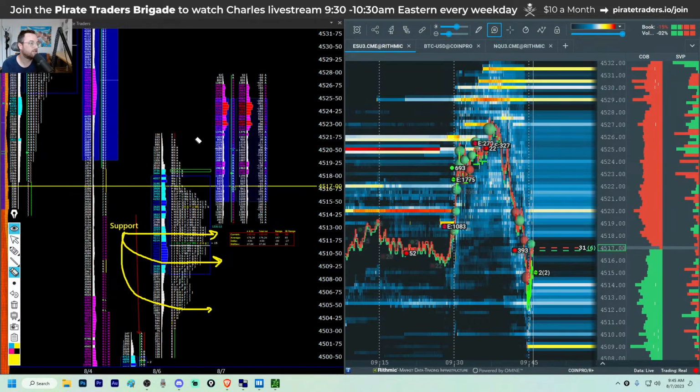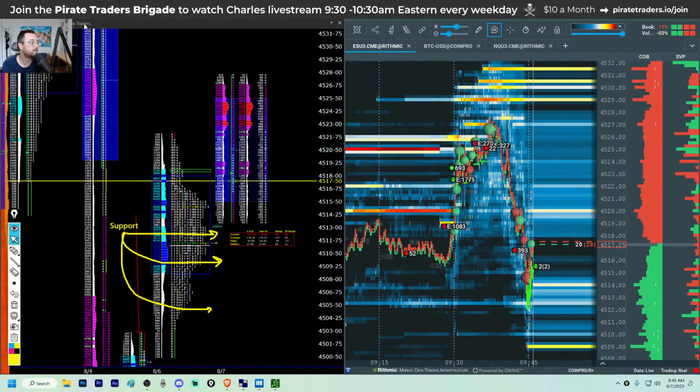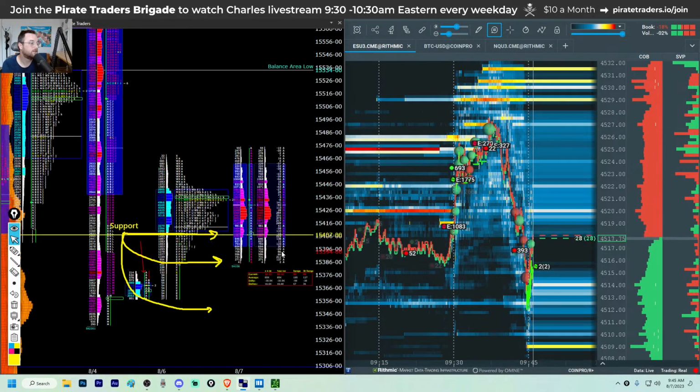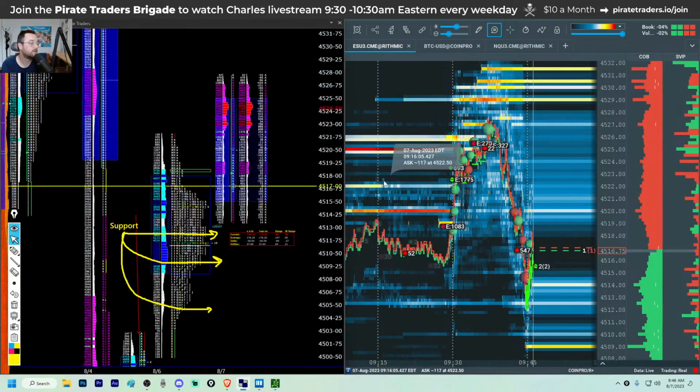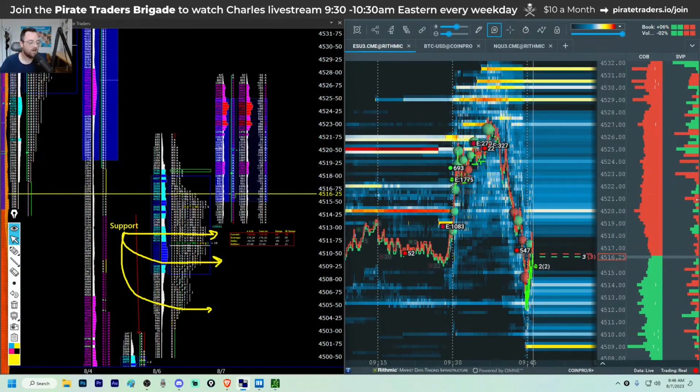Let's jump over and take a look at the NQ. Yeah, NQ just still inside that overnight range. So more chop. Look for support around 15,350 and sideways from there. Going to be some tug of war this morning.